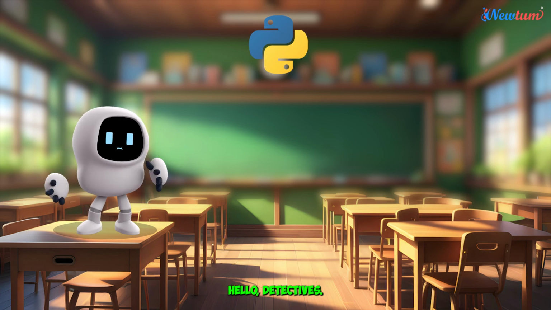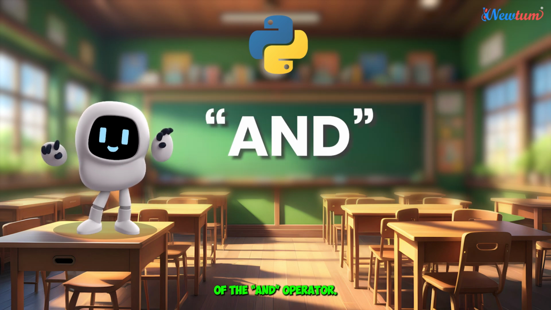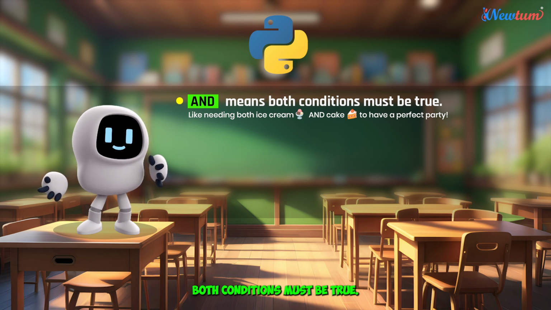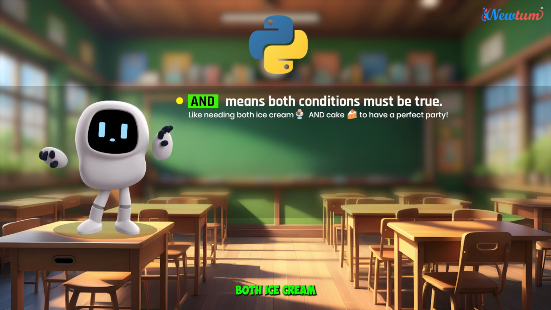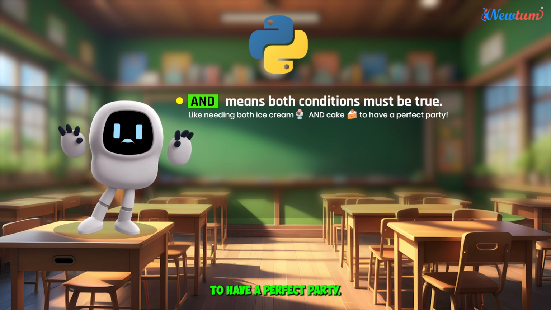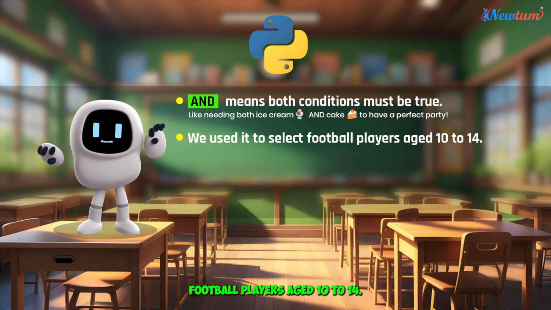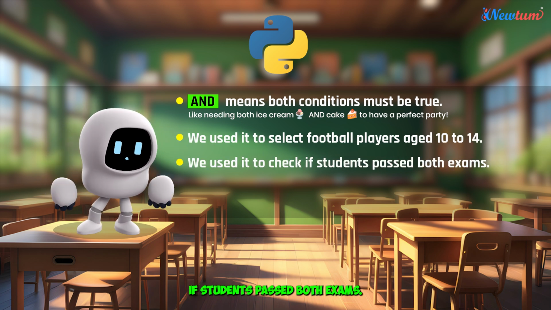Hello, detectives. Today we cracked the mystery of the and operator. Let's sum it up. And means both conditions must be true, like needing both ice cream and cake to have a perfect party. We used it to select football players aged 10 to 14. We used it to check if students passed both exams.